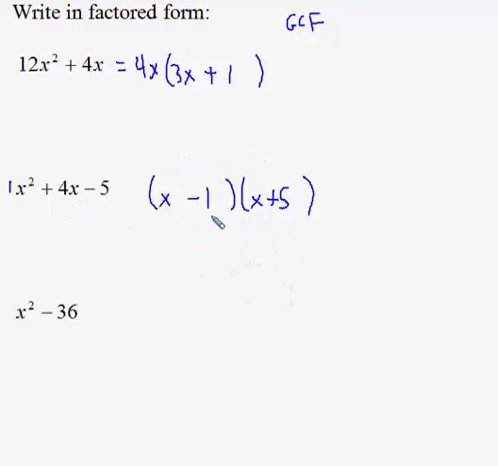The last thing to check would be when someone multiplies this times this, they indeed get negative 5. And they would. A negative 1 times a positive 5 is indeed a negative 5. So this is called the trial and error method. So you have greatest common factor, trial and error.